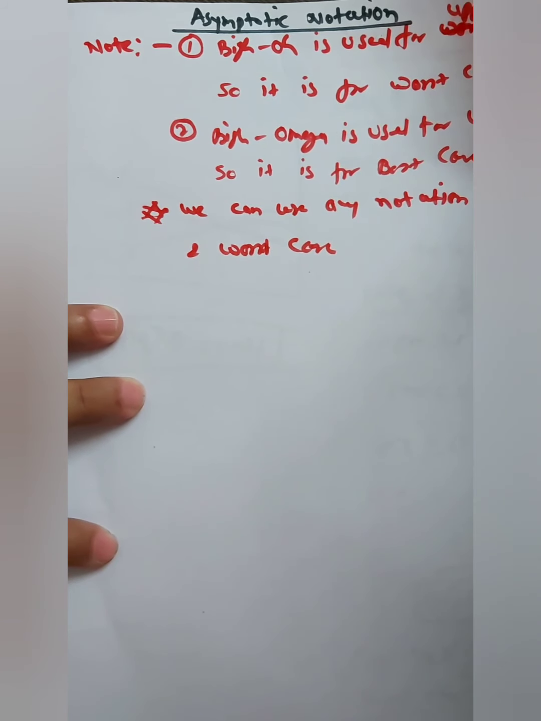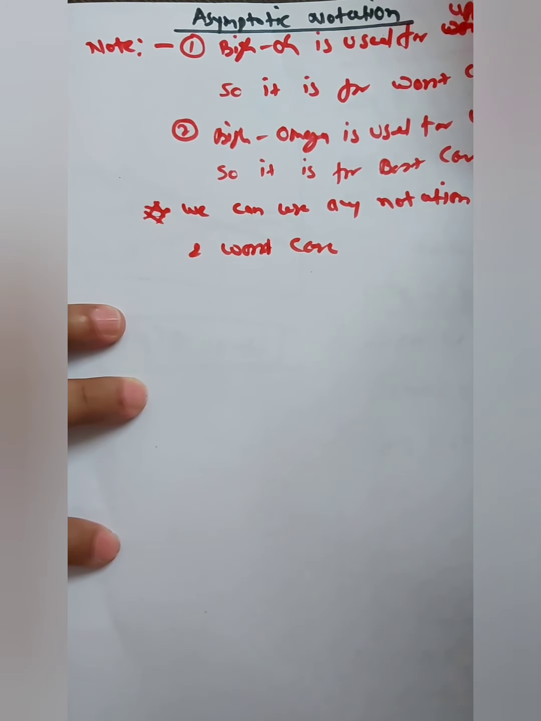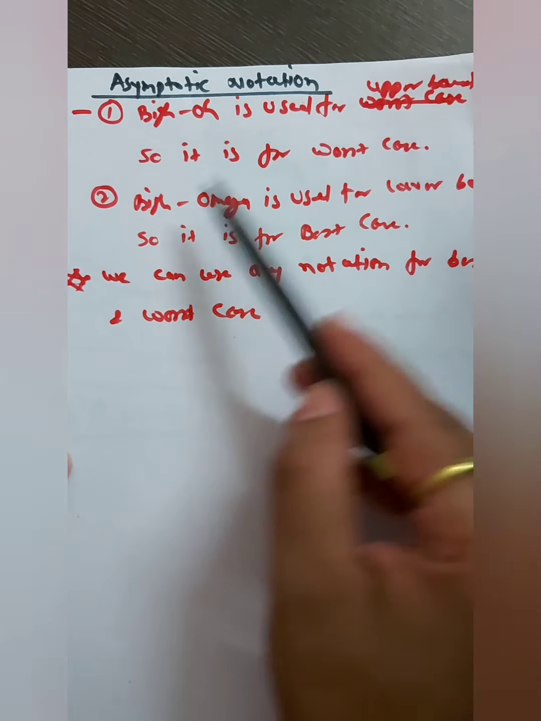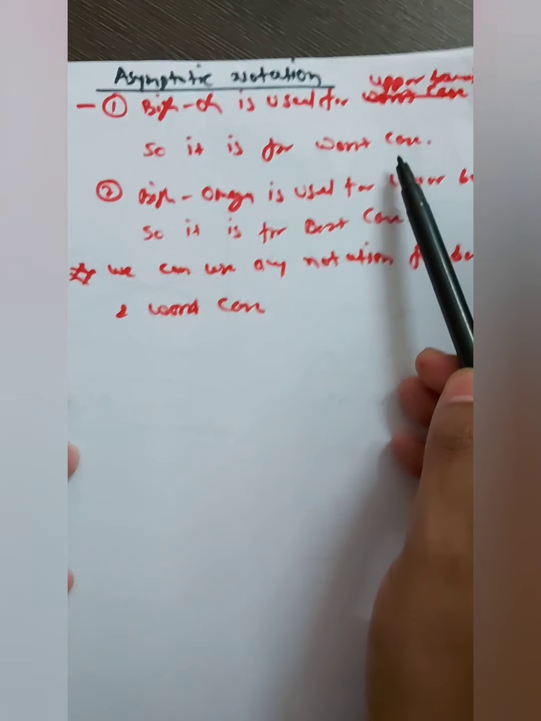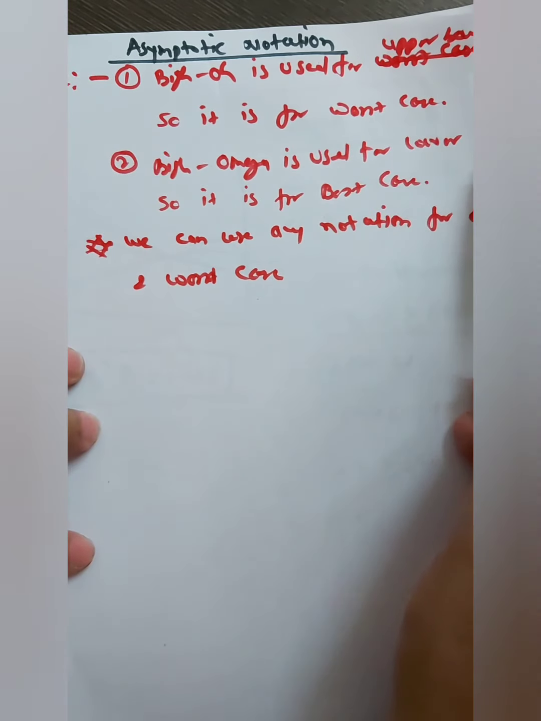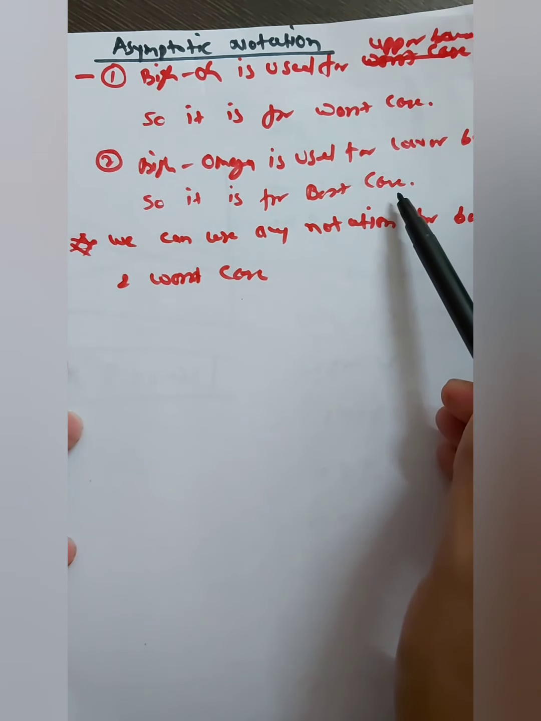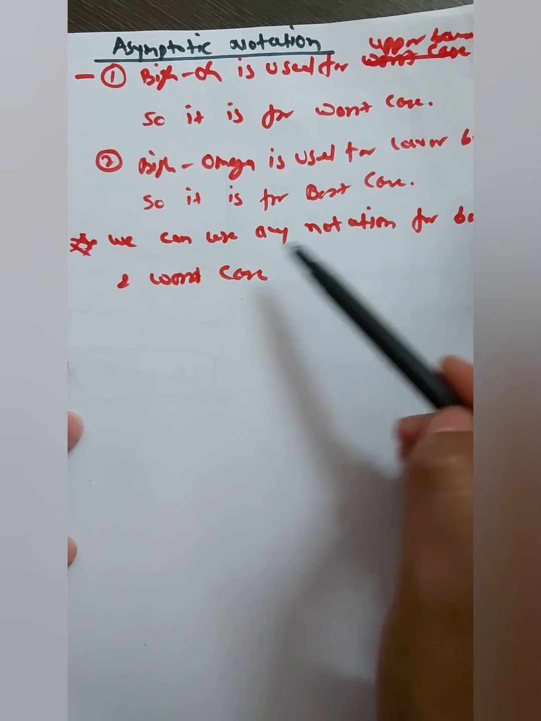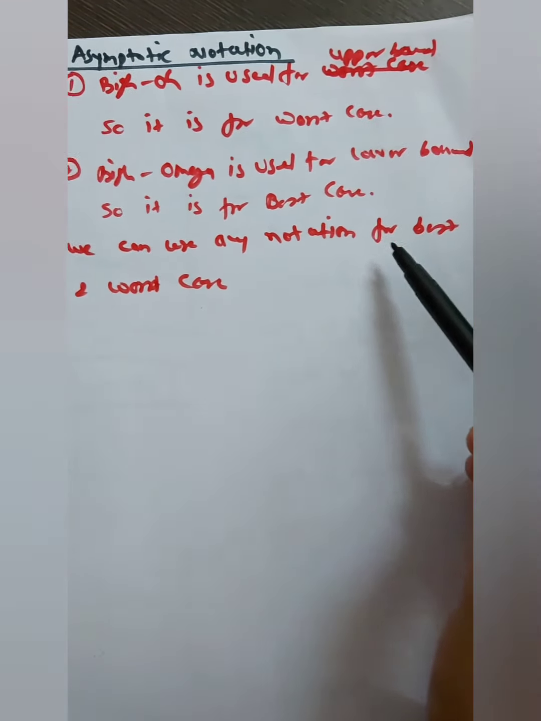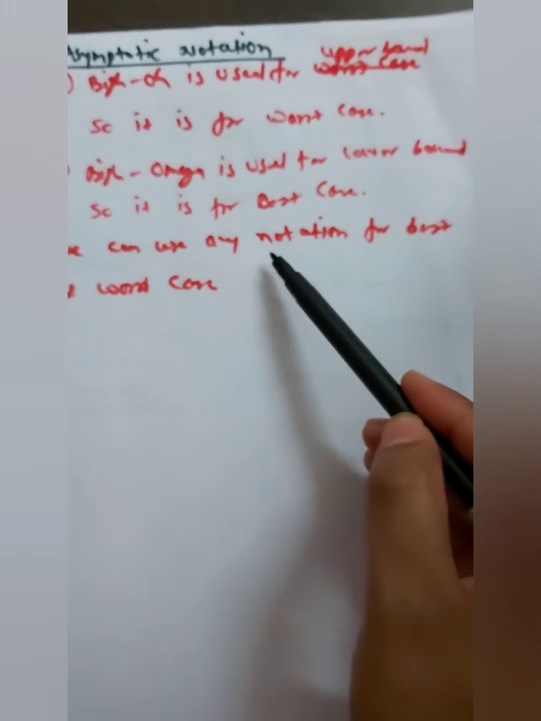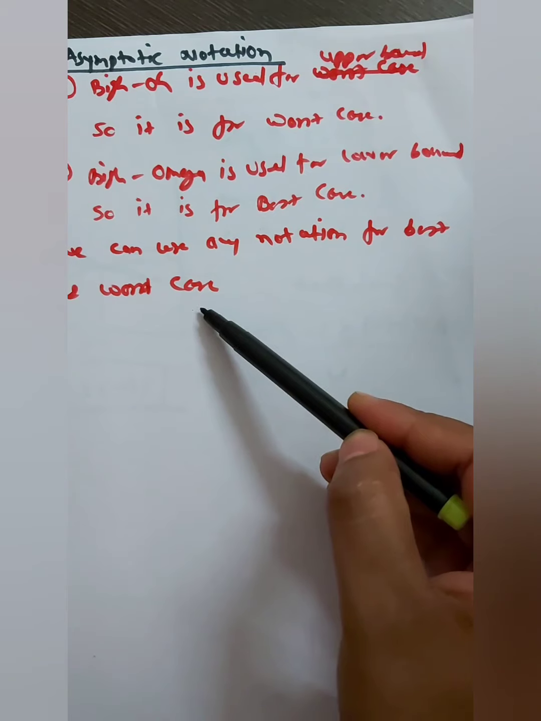Now mostly, most students are very confused about the asymptotic notations. Like, the big O notation is used for upper bound, so it is the worst case, and the big omega is used for lower bound, so it is used for the best case. So this is wrong. We can use any notation for the best case and any notation for the worst case. See by the example.